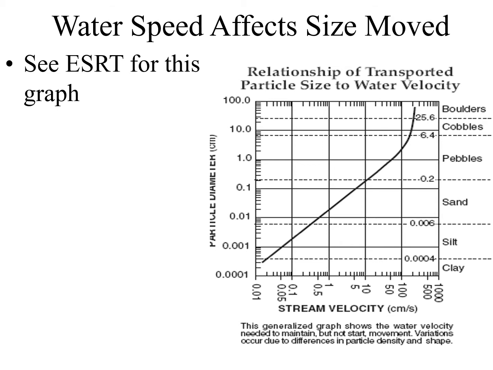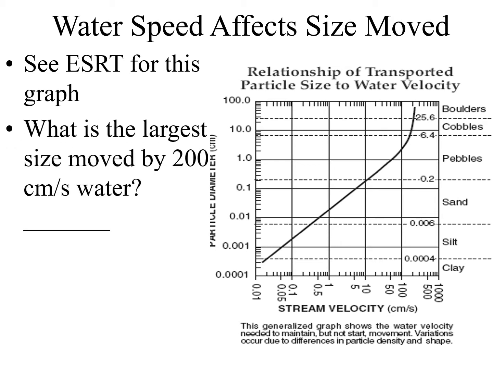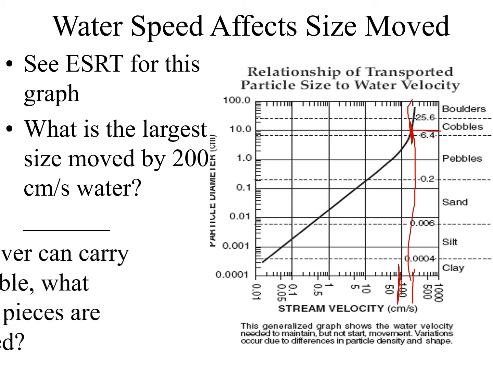And it allows us to ask all sorts of questions, like what's the largest size that can be moved by 200 centimeters per second water? So that's stream velocity. If that's 100 centimeters, that line here must be 200. And you see another line right up here. So if we look down, where does it cross that line? Right here. So what's the largest size? If you read over, that would be cobbles.